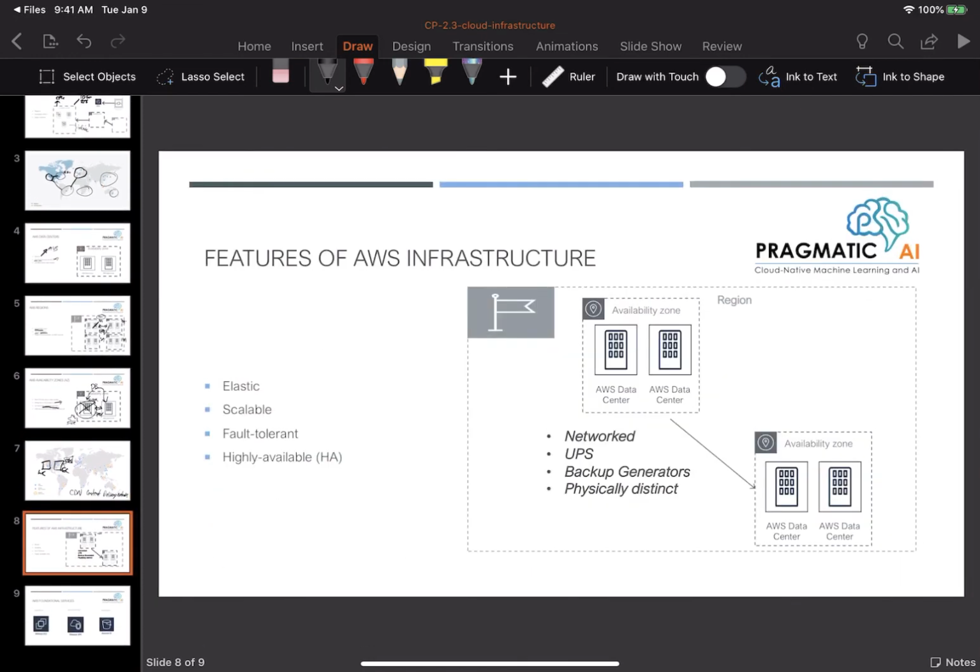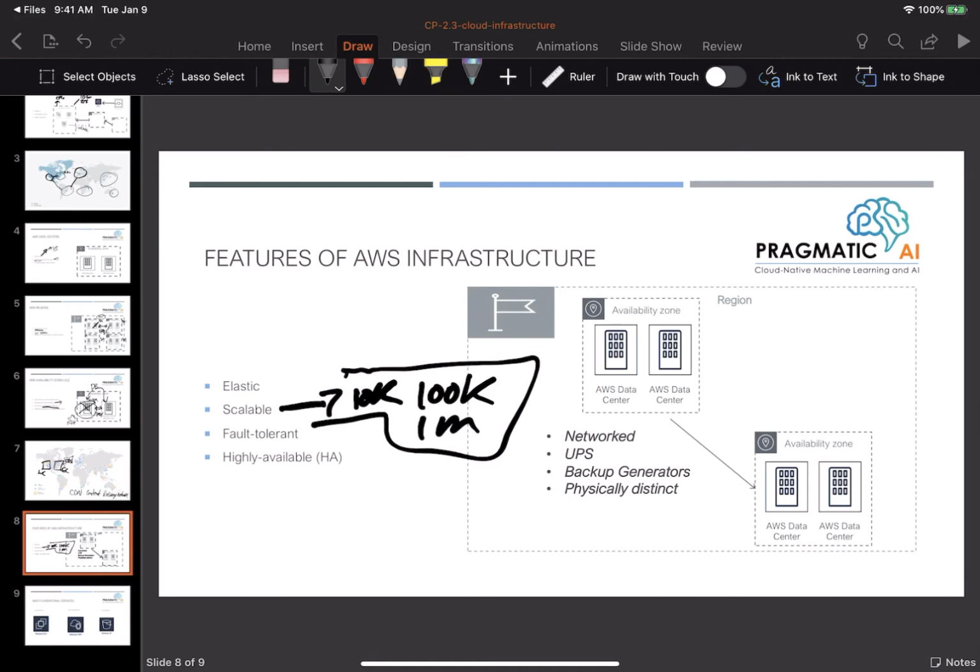Now let's talk about some of the features of an AWS infrastructure. And this is really part of one of the core offerings of AWS that's really important to know, which is that AWS is elastic and scalable. So that means that the infrastructure itself is capable of dynamically adapting to capacity. And also in terms of scalability, it's able to adapt to accommodate growth. And so if you have 10,000 users, or 100,000 users, or 1 million users, AWS is able to scale up to that demand.